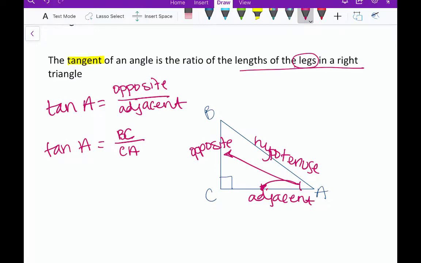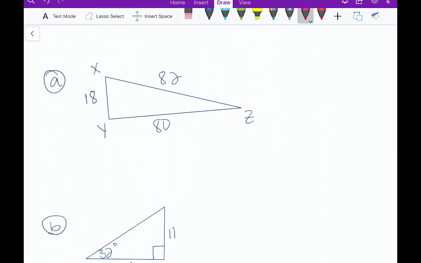So if I know what the angle measure is, then I would plug that in here. And the tangent can be done in the calculator. We're going to have to use our calculators to solve these equations. So let's look at an example.